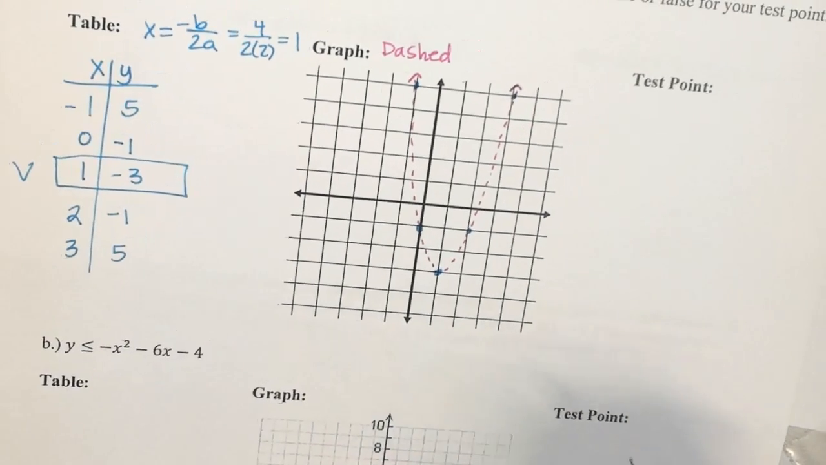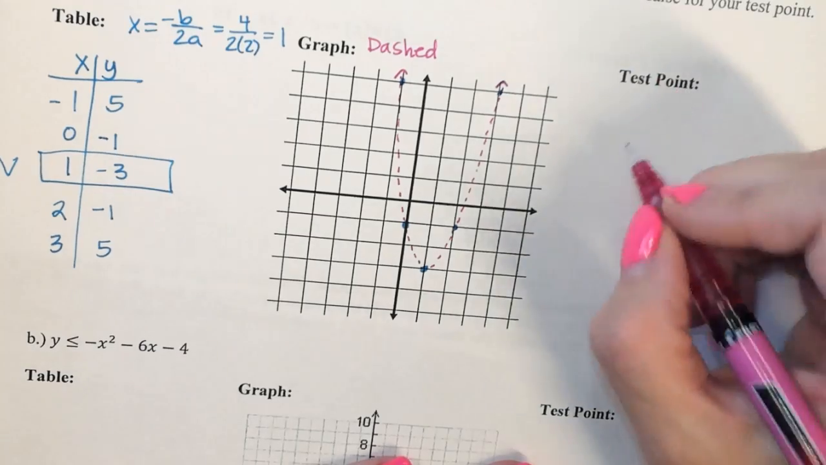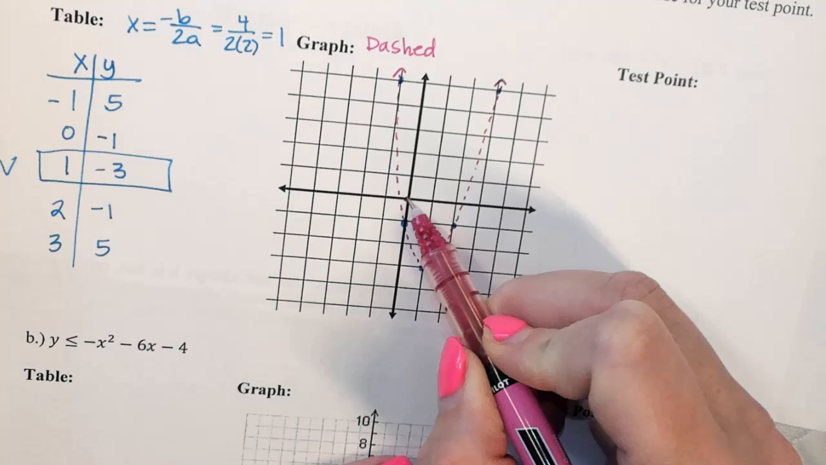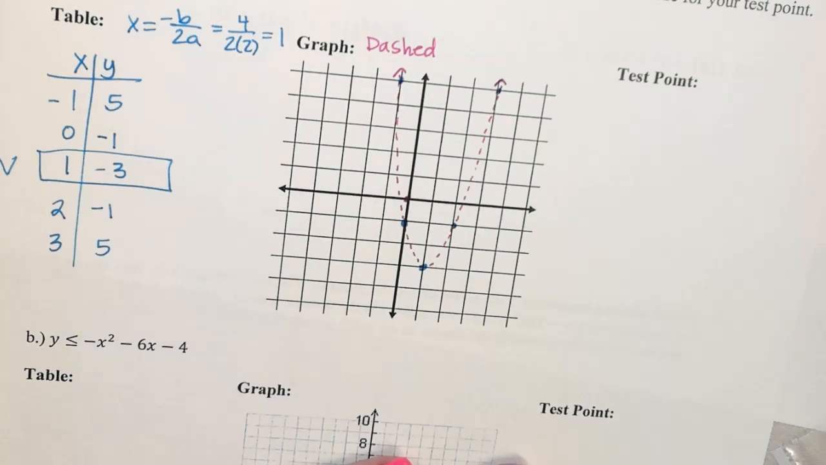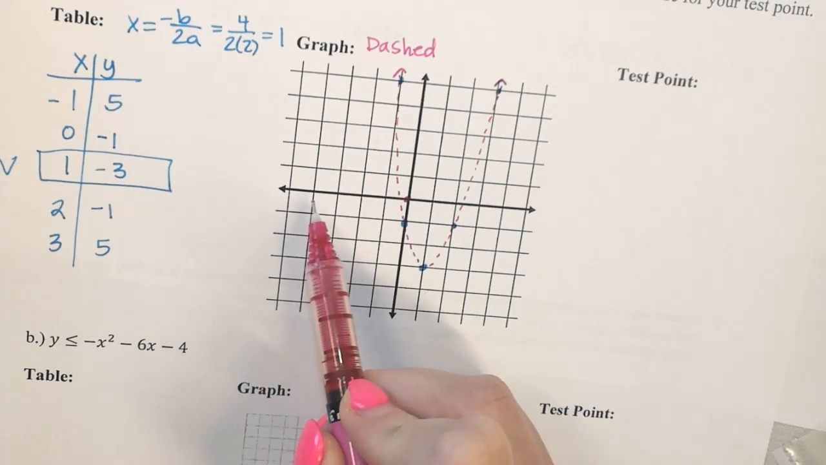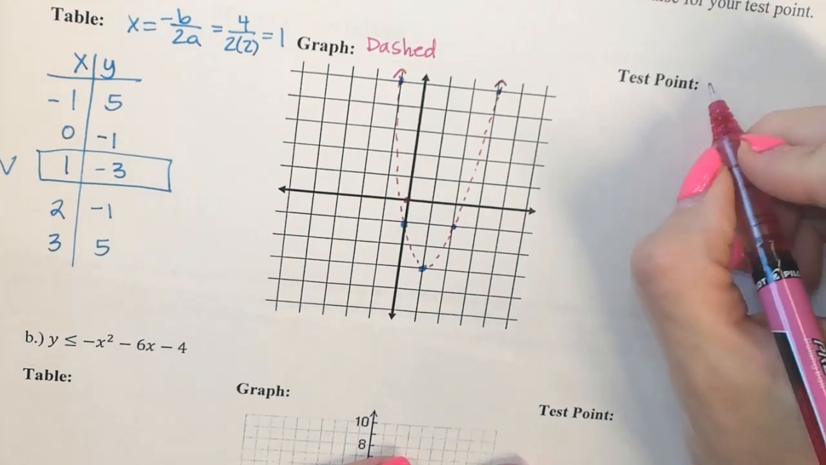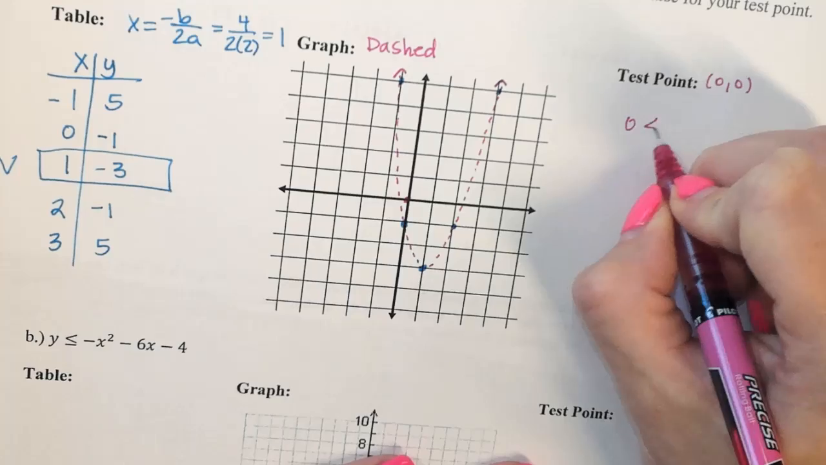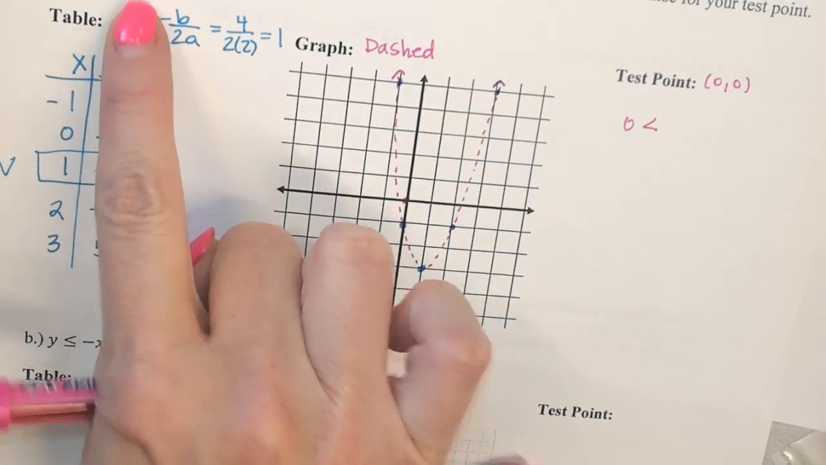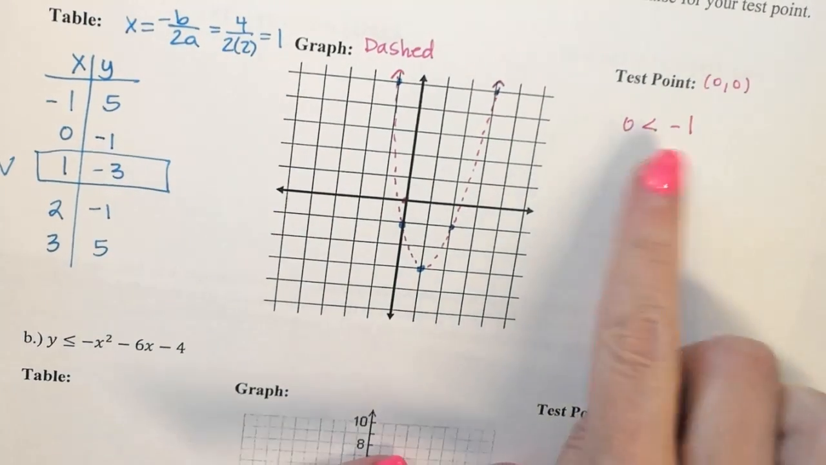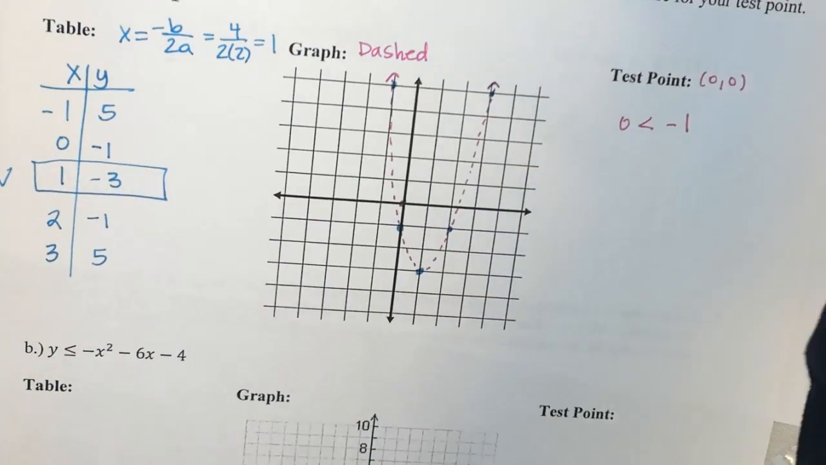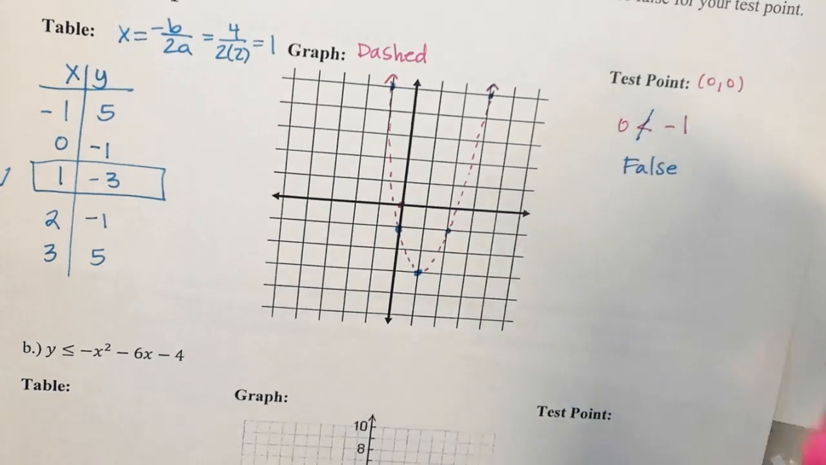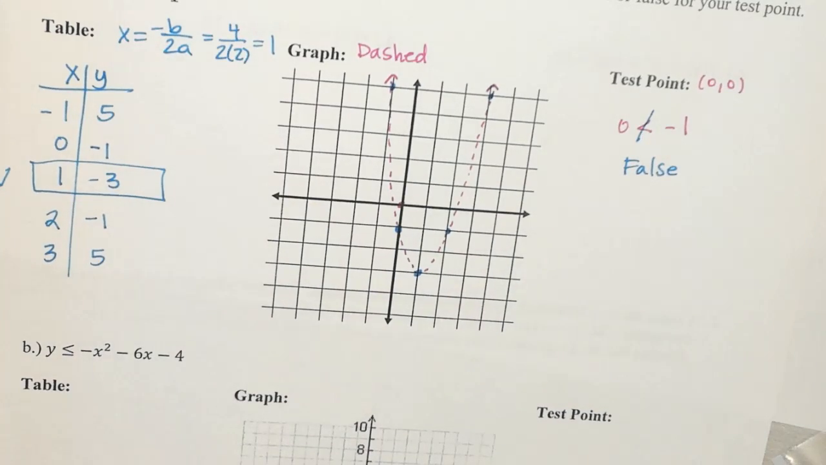Okay, and then the test point, you can choose whatever you want. I usually choose 0, 0. If that's too close to the edge for you, you can choose any point you want. You just have to tell me what point you chose. If you use 0, 0, you plug it in. We know that this is going to be 0 minus 0, negative 1. All I need to see from you is that this is going to be false. 0 is not less than negative 1.